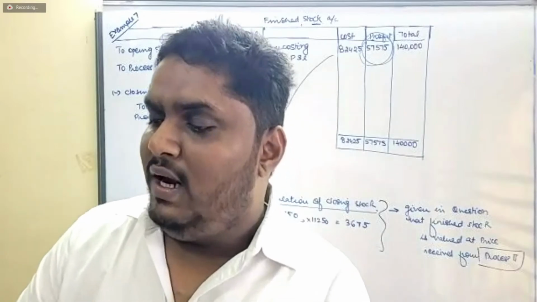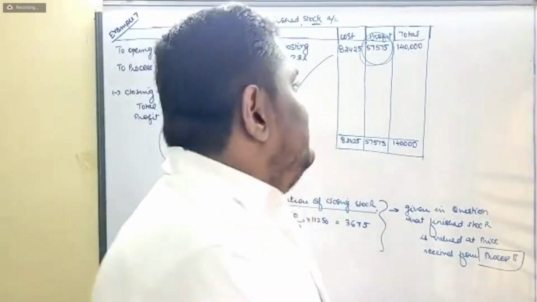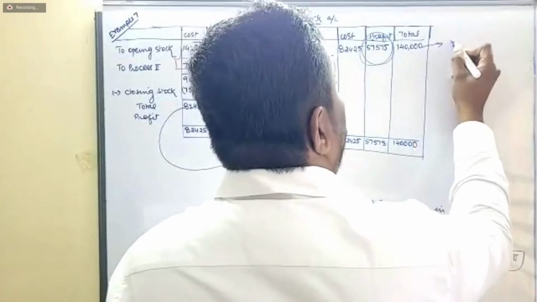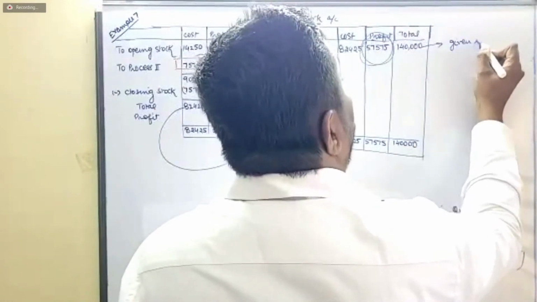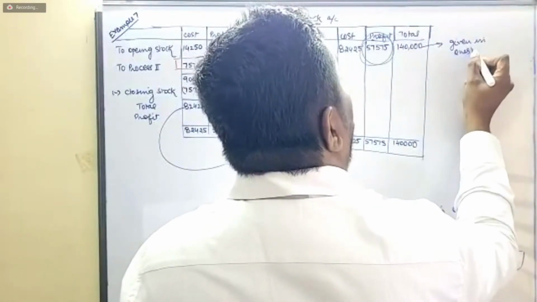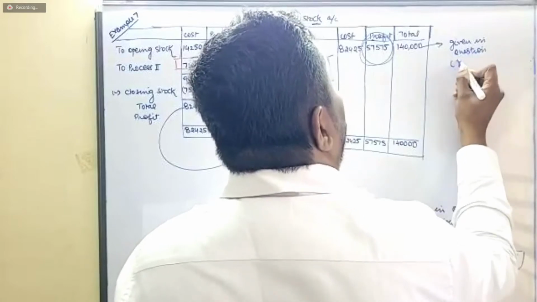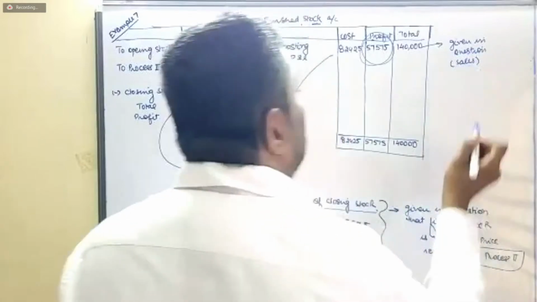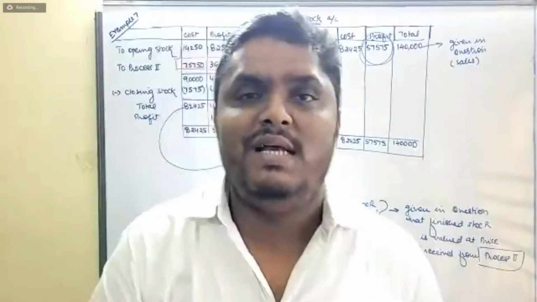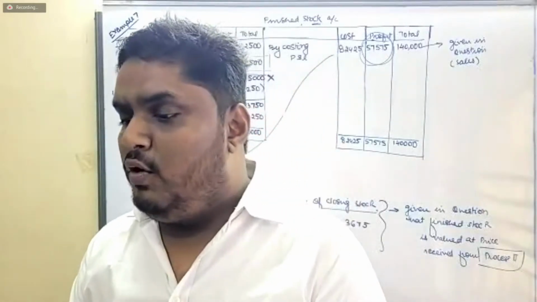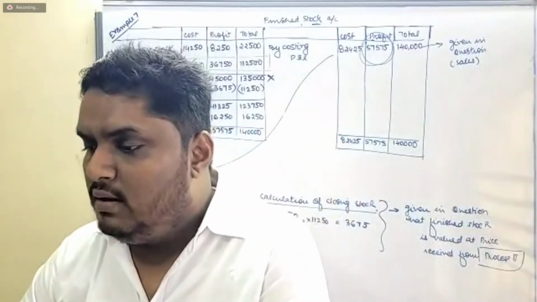How did you get 1,40,000 total? This is given in the question. These units are sold in the market for rupees 1,40,000.